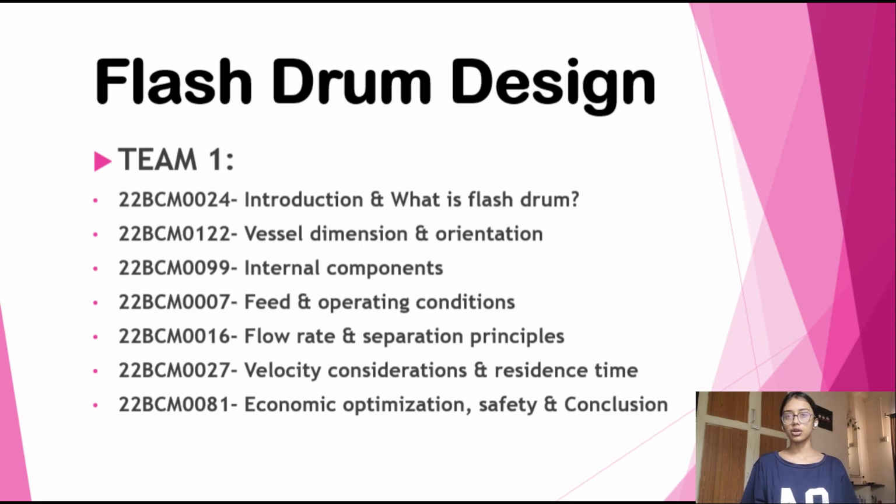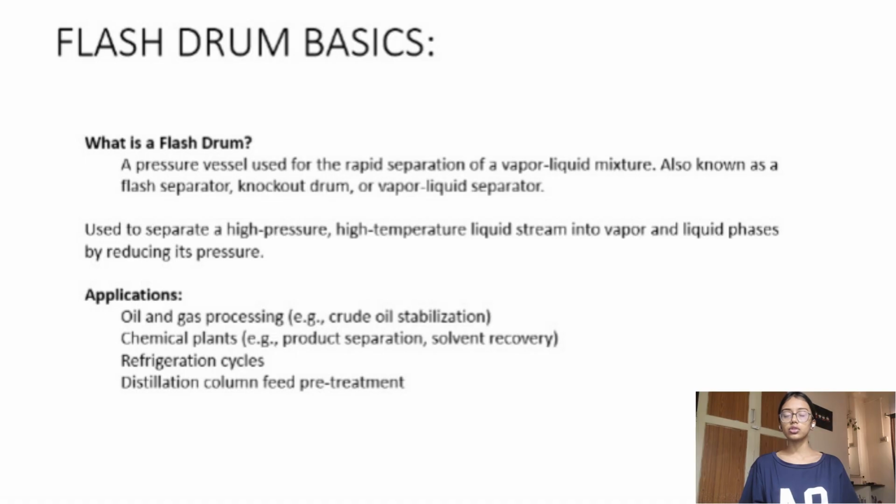What is a flash drum? It's a pressure vessel used for the rapid separation of vapor liquid mixture, and it's also called a flash separator, a knockout drum, or a vapor liquid separator. Its primary purpose is to separate a high pressure, high temperature liquid stream into vapor and liquid phases by reducing its pressure. It achieves equilibrium flash vaporization.